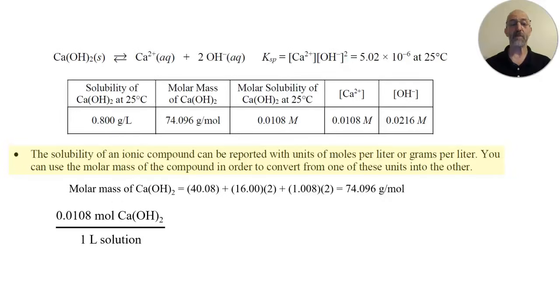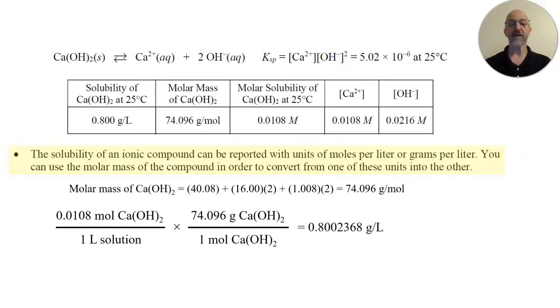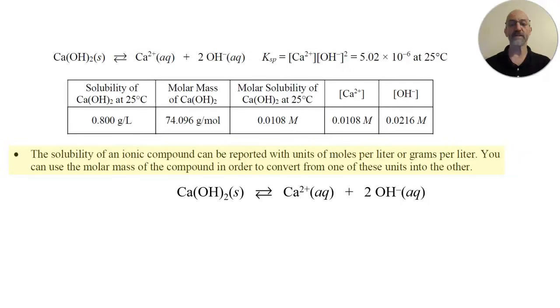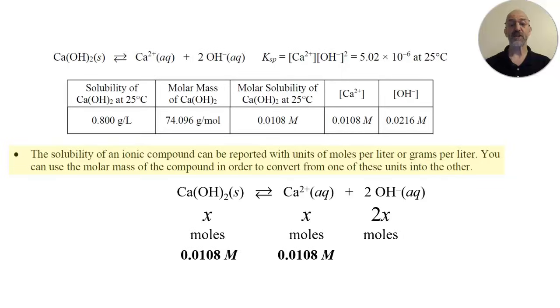If you were given the molar solubility of calcium hydroxide, then you would use the molar mass and the conversion factor to go from moles to grams, and you would obtain the solubility of calcium hydroxide in units of grams per liter. And you can see in the table that 0.0108 happens to be the concentration of calcium. But notice that the concentration of hydroxide is not 0.0108. It's twice as much because of the stoichiometry. So that's why the concentration of the hydroxide ion in this saturated solution would be twice as much as the concentration of the calcium ion in this saturated solution.